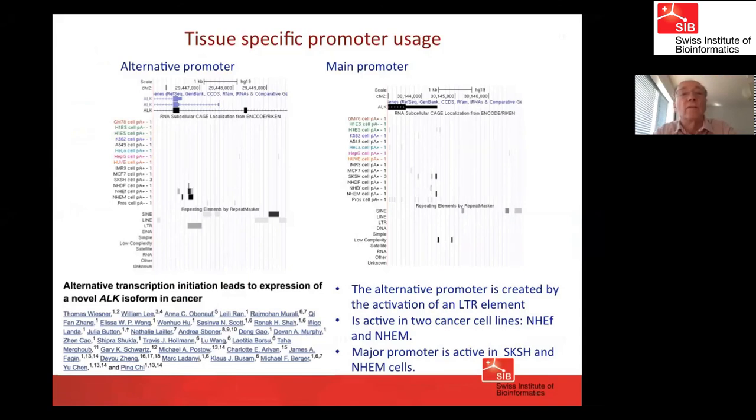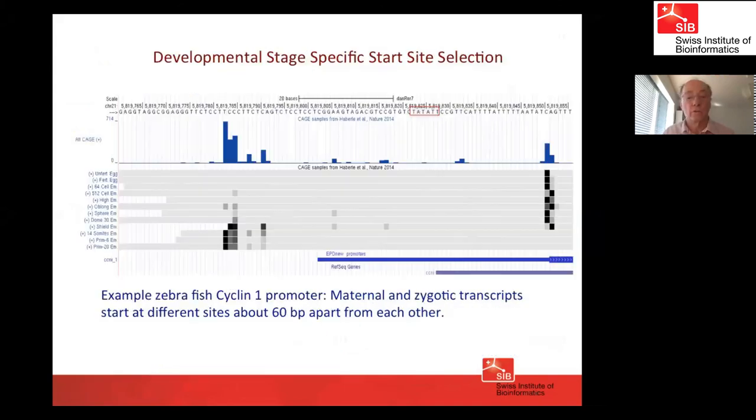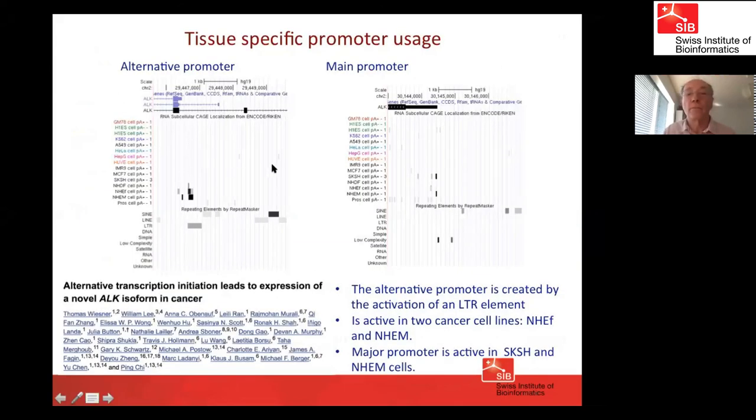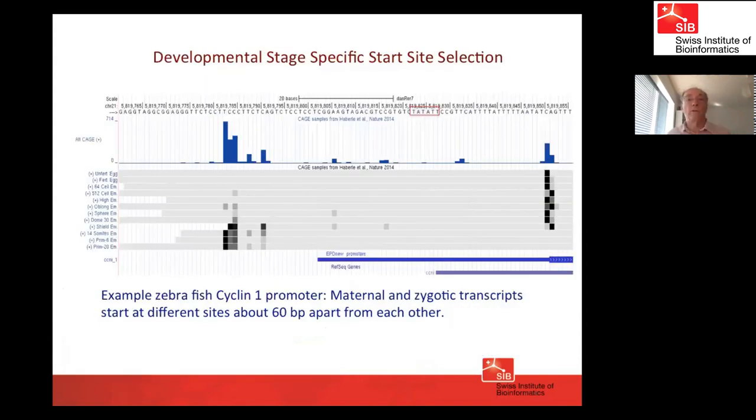So this is a case where we have a tissue-specific promoter use. In particular, there is a strong promoter which appears in two cancer cell lines. It is shown on this side, and this promoter is absent in most other cell types. So this is related to repetitive elements, which in principle contain promoter regions. They are typically inactivated in some ways, but in cancer cells sometimes they become active again. And so this is recorded as a promoter in EPD, as an alternative promoter of the main promoter. So this is also a quite interesting case.